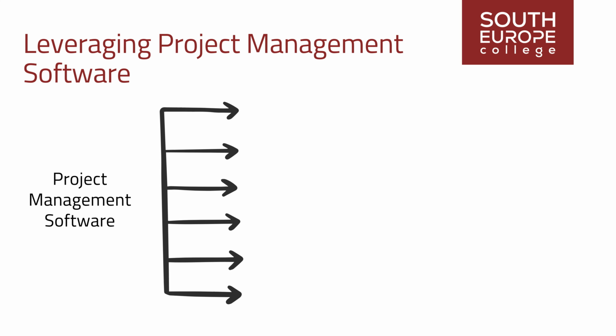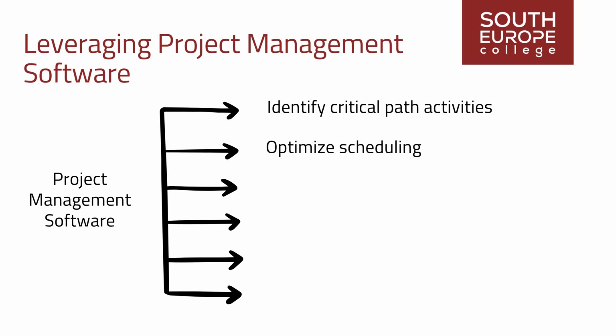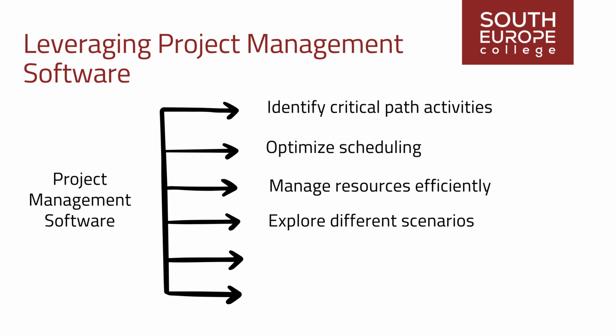Project management software greatly aids schedule compression by offering tools to identify critical path activities, optimize scheduling, and manage resources efficiently. It enables project managers to explore different scenarios, collaborate in real time, and mitigate risks associated with delays. Through these capabilities, project management software supports organizations in expediting project delivery and enhancing overall productivity.